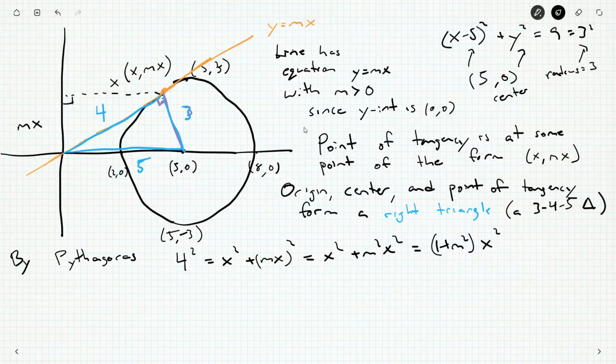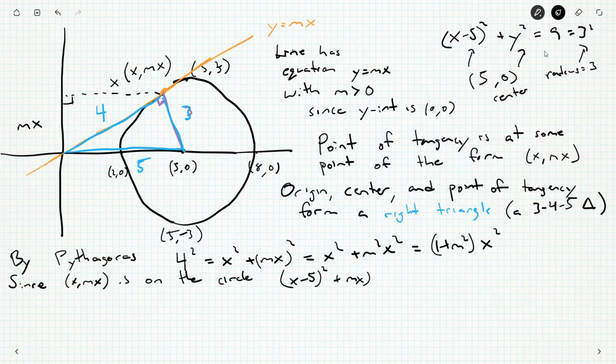But we know one other thing. Not only is x, mx obviously on the line y equals mx, it's also on our circle equation. So we haven't used this piece of information. So since it's on the circle, what could we do? Well, we could say it plugs in, so x minus 5 all squared plus, well, what's y? Well, it's mx squared is equal to 9.